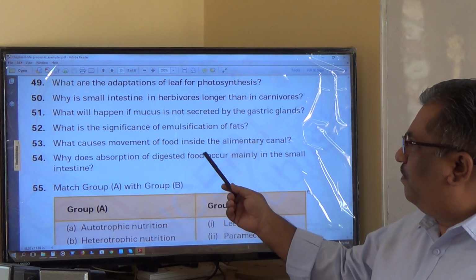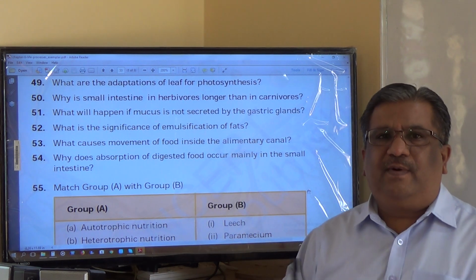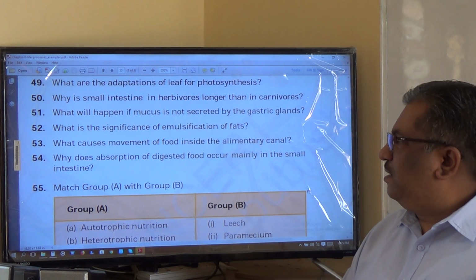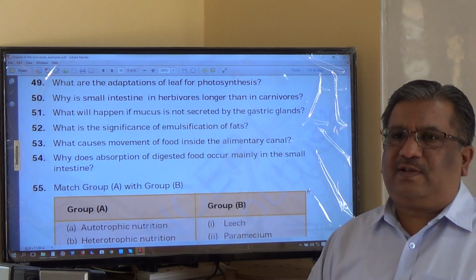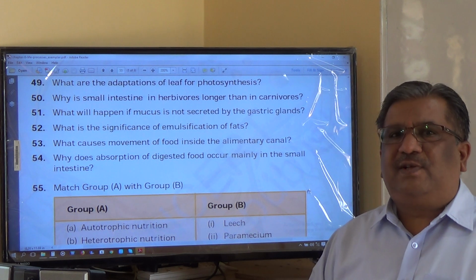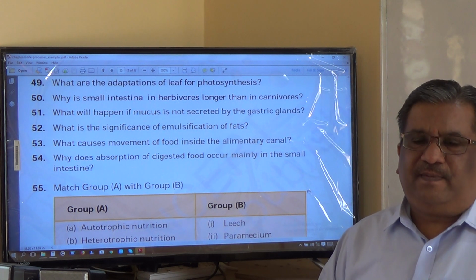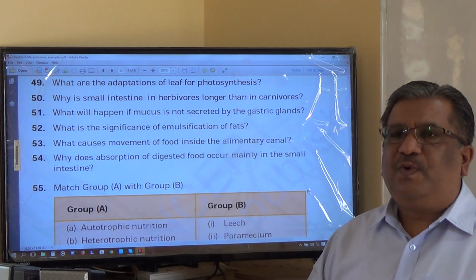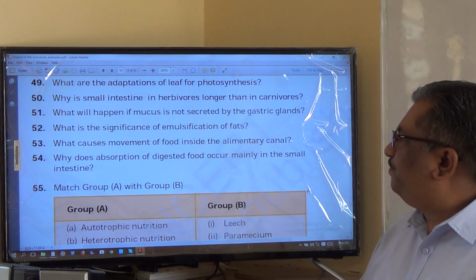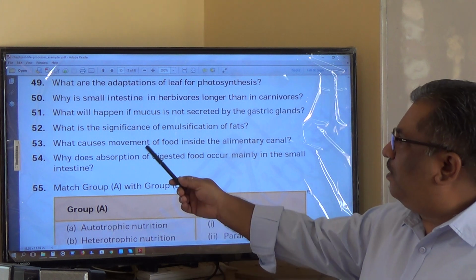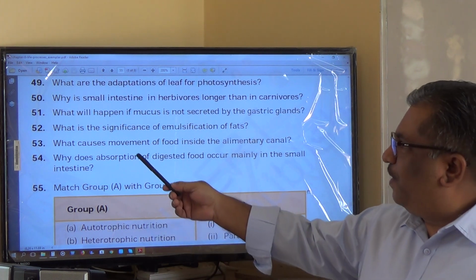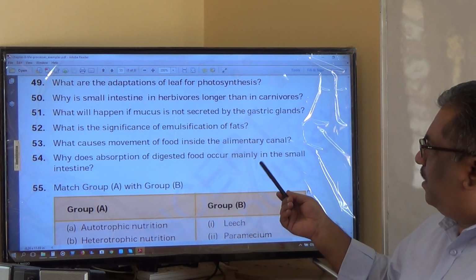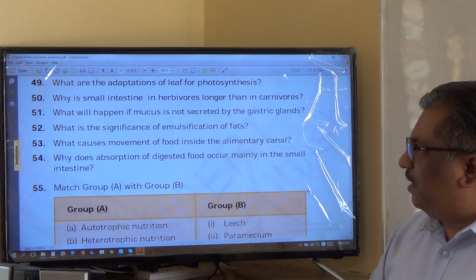What causes movement of food inside the alimentary canal? All of you know this. Peristaltic movements, the rhythmic contraction of muscles of the inner lining of the esophagus, are called peristaltic movements, which regulate the food entry into the stomach. That's okay.